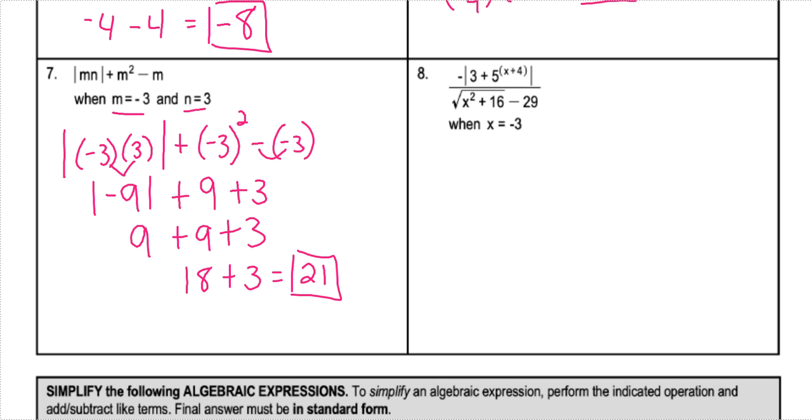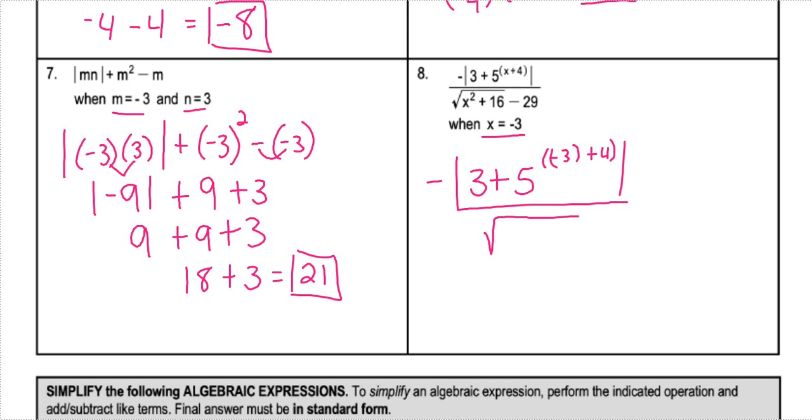All right, number 8 here before we move on to the next thing. We've got a fraction going on here, and we're going to have to simplify that fraction when we substitute in -3. So let's write it out here. 3 plus 5 to the -3 plus 4 power. Closing off the absolute value, and then in the denominator, I have the square root of -3 squared plus 16, and then minus 29. All right, so let's simplify what we can here.